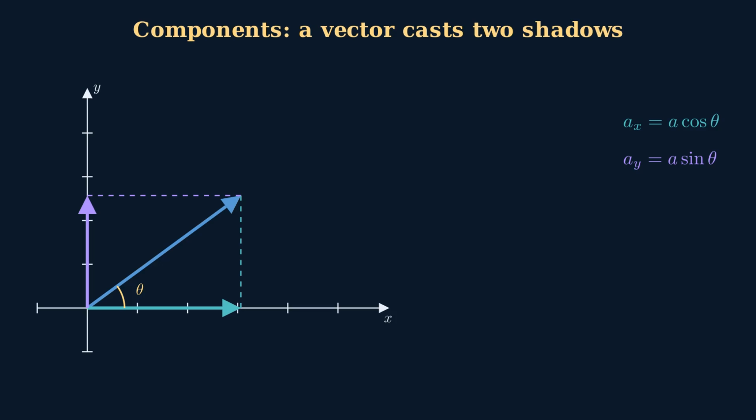The x component is the length times cosine of the angle. The y component is the length times sine. Cosine for the adjacent side, sine for the opposite, exactly your trigonometry.